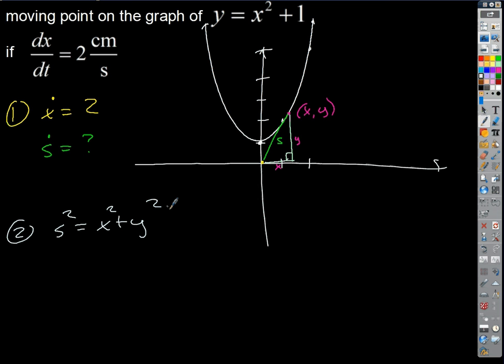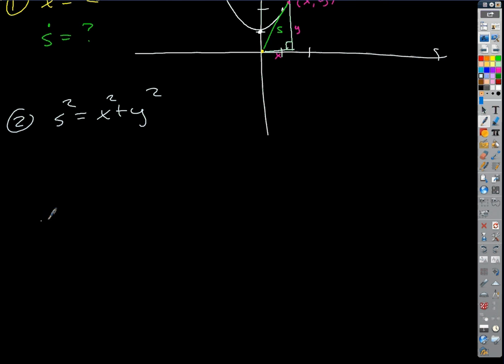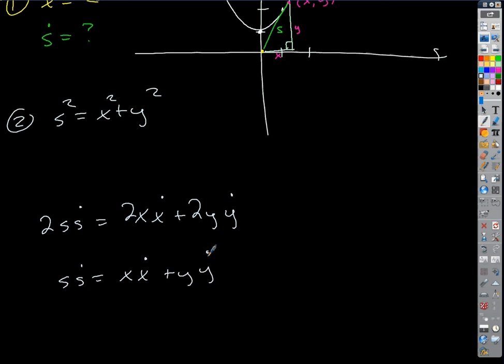I could differentiate that. Now, if I were to differentiate that, I'm going to get 2S, S dot, agreed, equals 2X, X dot, plus 2Y, Y dot. And I could even divide both sides by 2 if I wanted to. And I've got S, S dot, equals X, X dot, plus Y, Y dot.